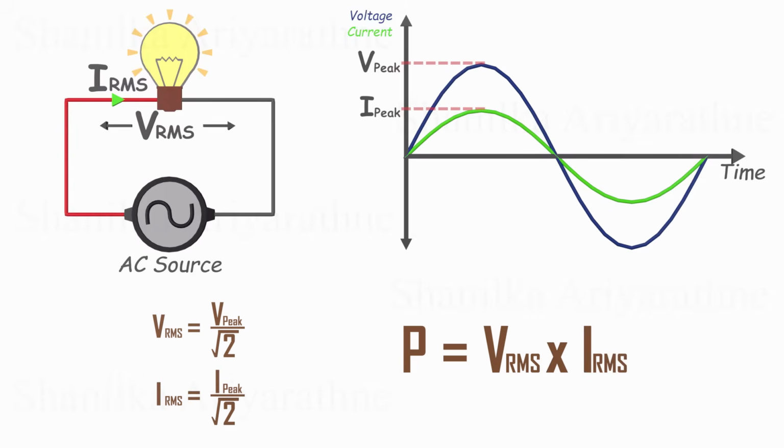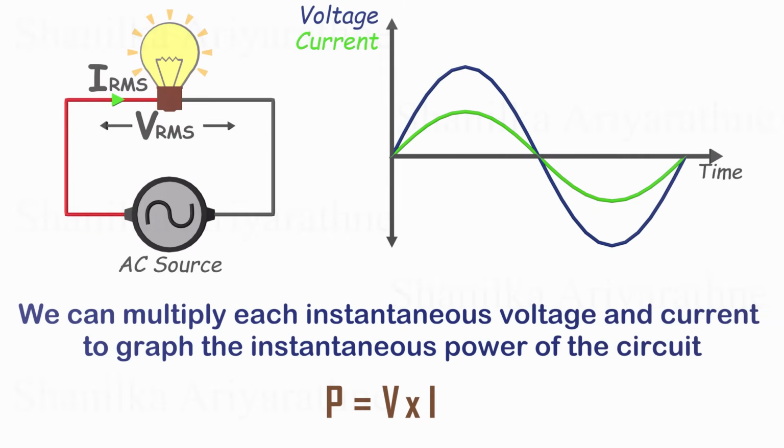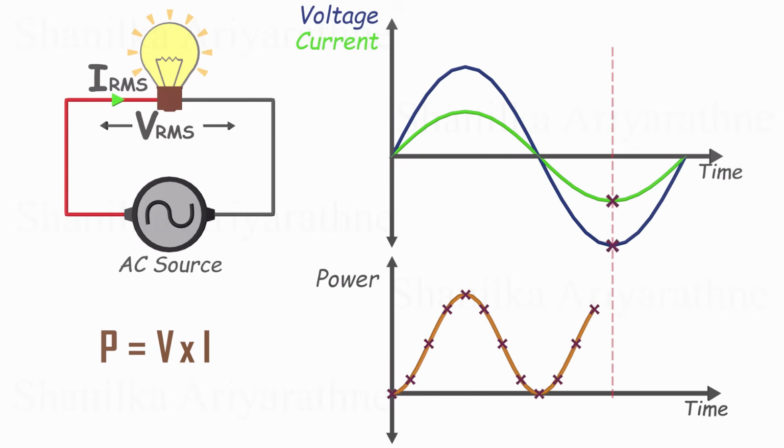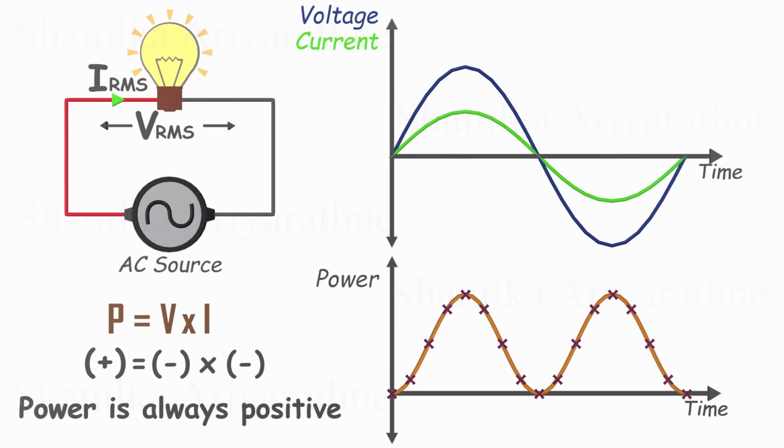We typically calculate the power of an AC circuit by multiplying the RMS values of voltage and current. Alternatively, we can multiply each instantaneous voltage and current to graph the instantaneous power of the circuit. The power curve will look like this. It's important to note that negative voltage and negative current will result in a positive power. Therefore, the power is always positive.